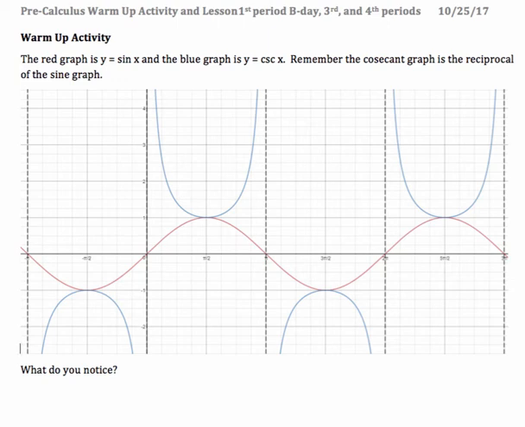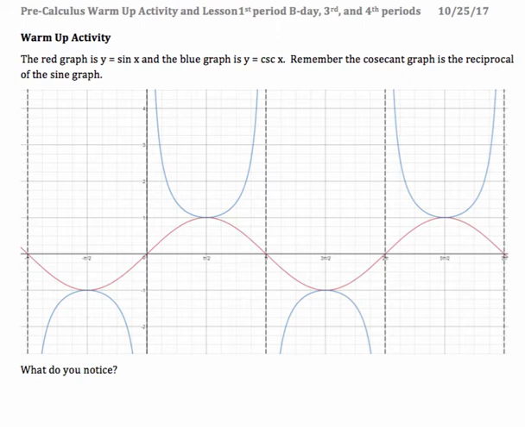Okay, some things I notice are that the red graph is the sine x curve and the blue graph is the cosecant curve. I also notice that the period of the sine x graph is 2 pi and the period of the cosecant graph is also 2 pi. I notice that the cosecant graph looks similar to parabola shaped graphs.